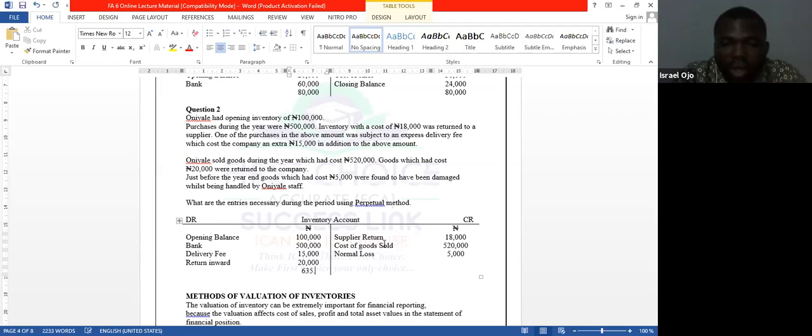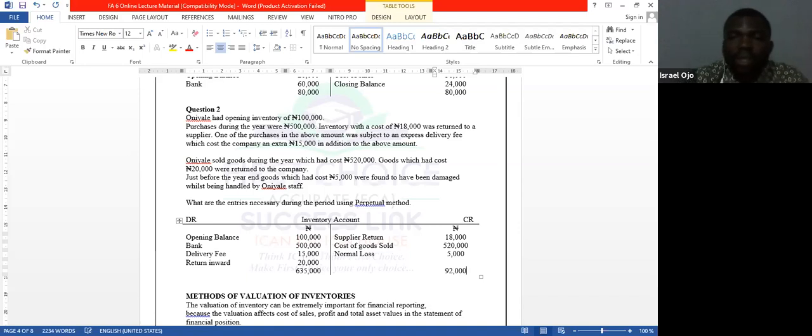So we move to the other side. If we add everything together, 18,000 plus 520, that's 538, plus 5, that's 543. Now, 543 is lower compared to 635. So minus 543 from 635 will give us 92,000.